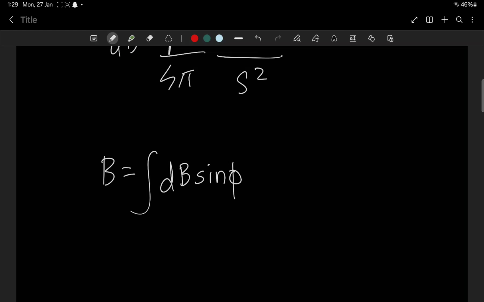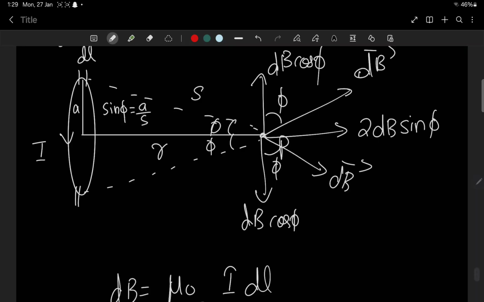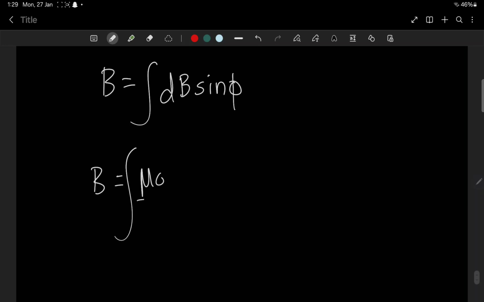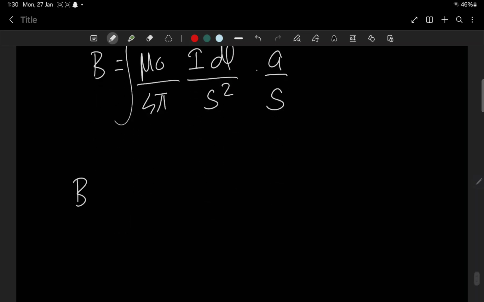You know that this angle is phi. So sin phi is opposite side by hypotenuse, that is a by s. Substituting, B equals the integral of mu 0 by 4 pi, I into dl by s square, into a by s. Now take the constants outside, that is mu 0 by 4 pi into I.